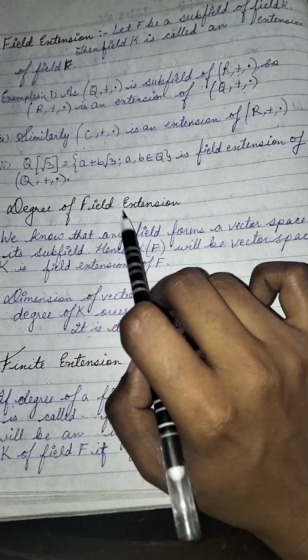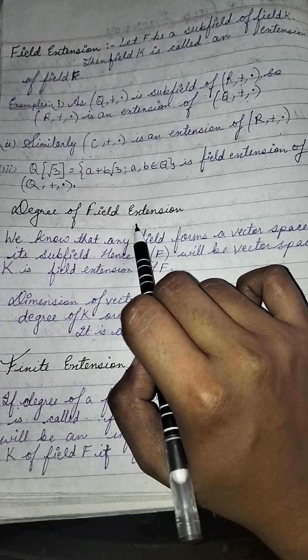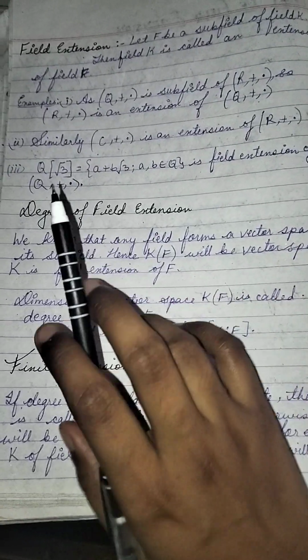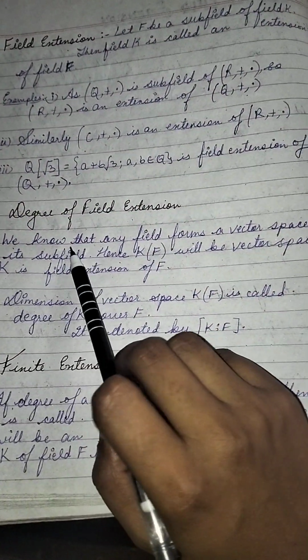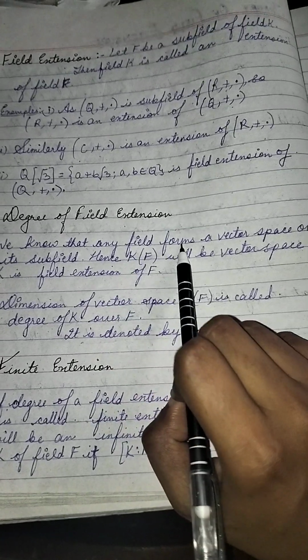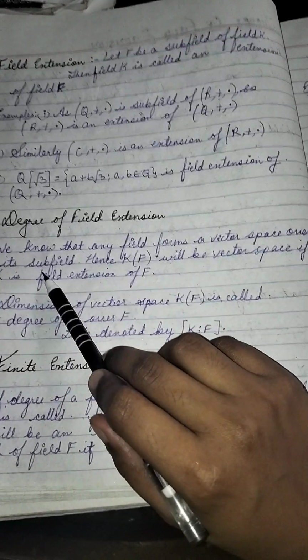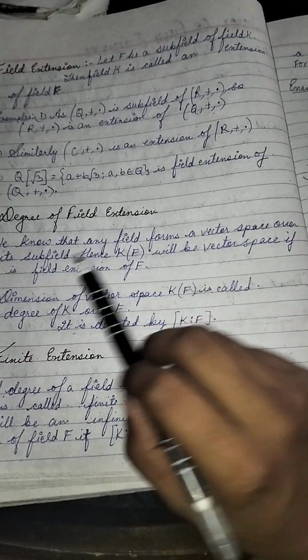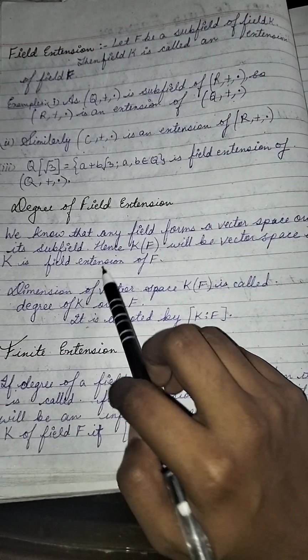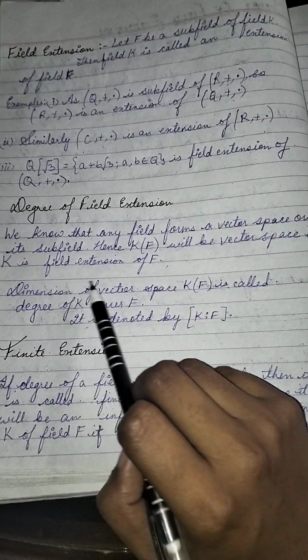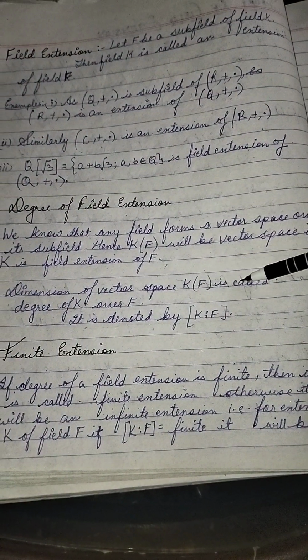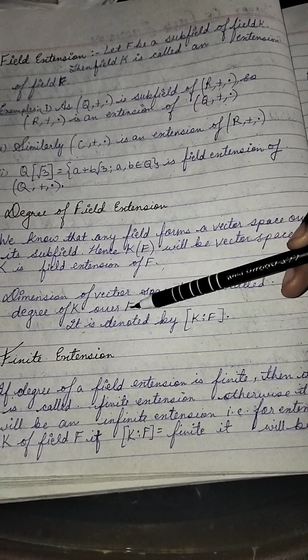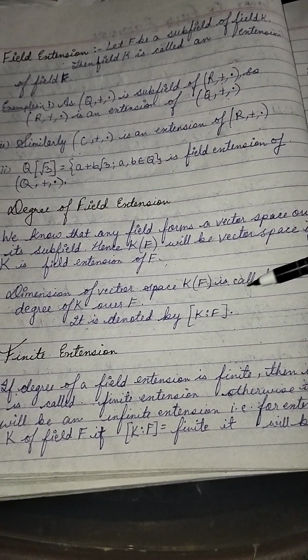Now what is the degree of a field extension? Degree of a field extension, or we can say the dimension of it. We know that any field forms a vector space over its subfield, hence K over F will be a vector space if K is the field extension of F. The dimension of the vector space K over F is called the degree of K over F. It is denoted by [K:F].